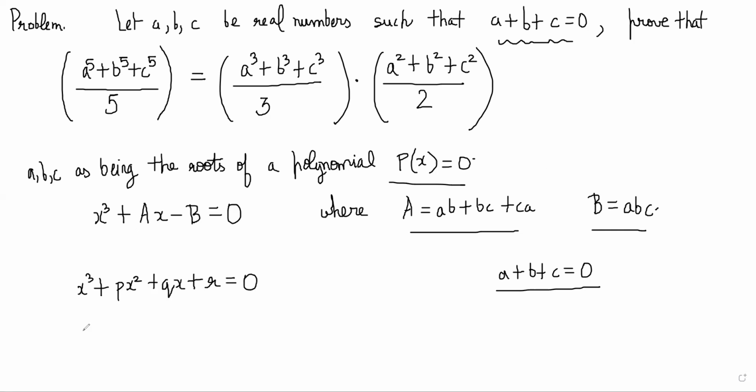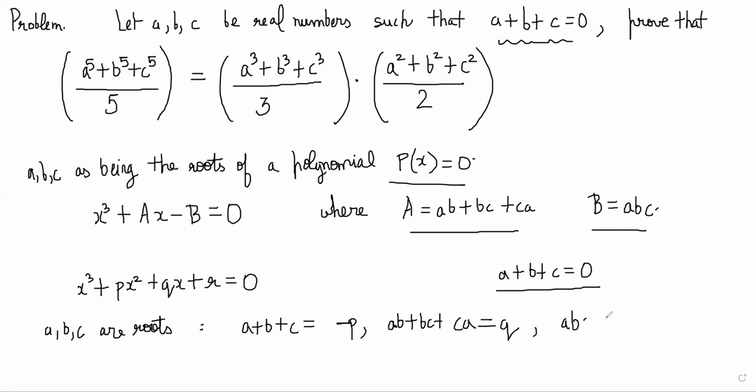That is my standard cubic, x^3 + Px^2 + Qx + R. And if a, b, c are the roots, Vieta's relations would look like this. a plus b plus c should be equal to minus P. Similarly, ab plus bc plus ca would be equal to Q. And finally, abc would be equal to minus R.